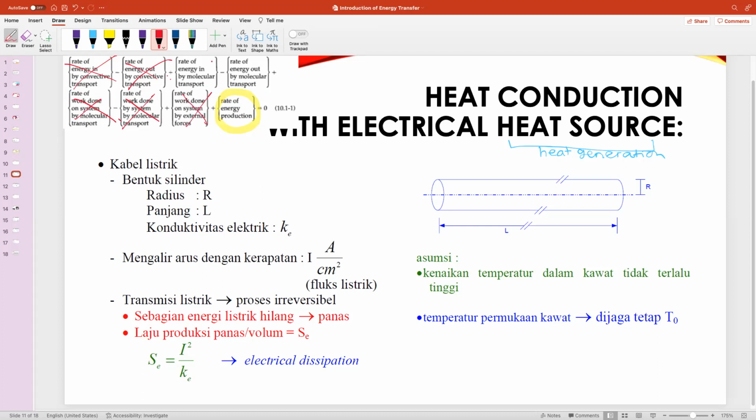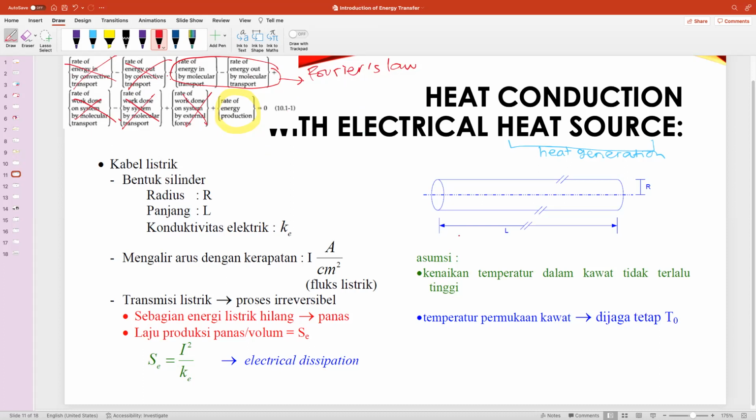And then the molecular rate of energy transport would be the heat flux later on. The heat flux here would be given by what we call Fourier's law. So when you want to make the energy balance, you can start from this one here, but it would be simplified to just Fourier's law and the rate of energy production.